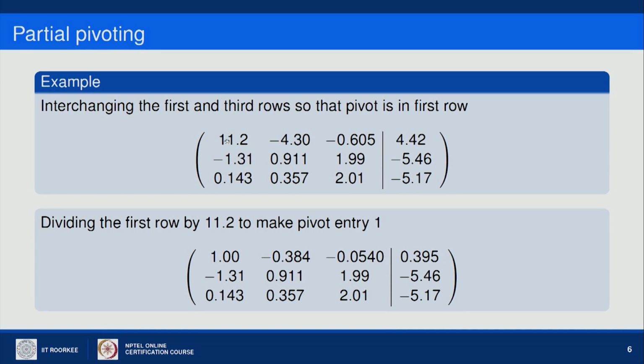So what will happen? R1 is replaced by 1 upon 11.2 times R1. So this will become 1 and subsequently other entries change. This is minus 4.30 upon 11.2, so it is coming out like minus 0.384 and so on. Now what I will do? I will make this element and this element 0 using the pivot element, that is 1 now.